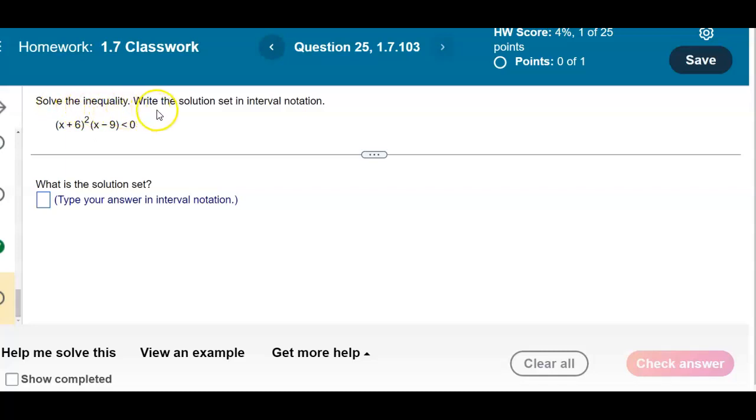Solve the inequality and then write the solution set in interval notation. We have the quantity x plus 6 squared times x minus 9, which is less than 0. In this problem, we already have 0 isolated on the right side of this inequality. Now we just need to factor x plus 6 squared, which is x plus 6 times x plus 6 times x minus 9, and that's less than 0.